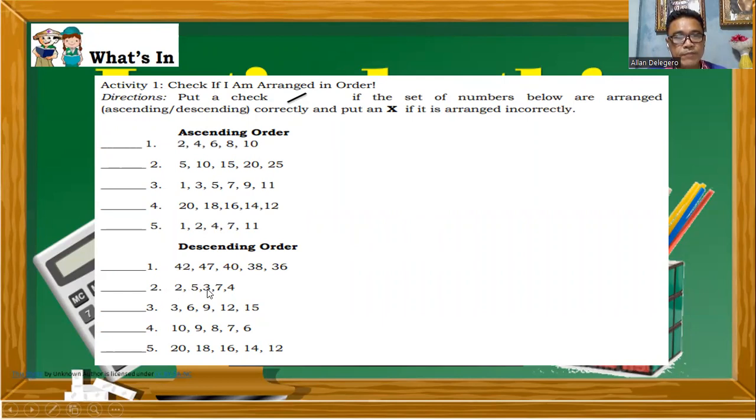2, 2, 5, 3, 7, 4. 3, 3, 6, 9, 12, 15. 4, 10, 9, 8, 7, 6. 5, 20, 18, 16, 14, 12.